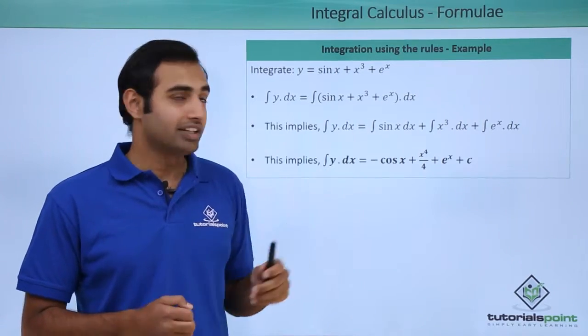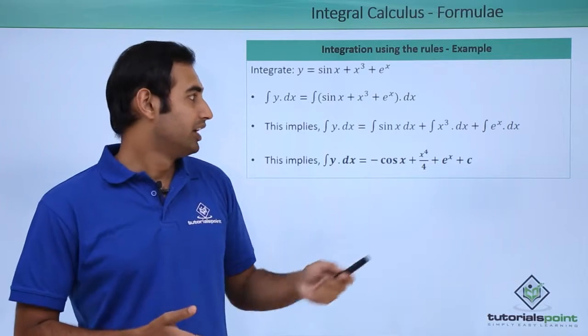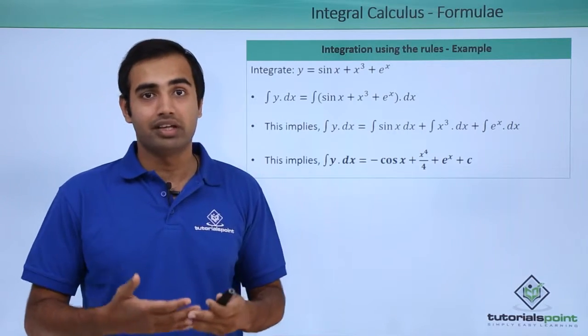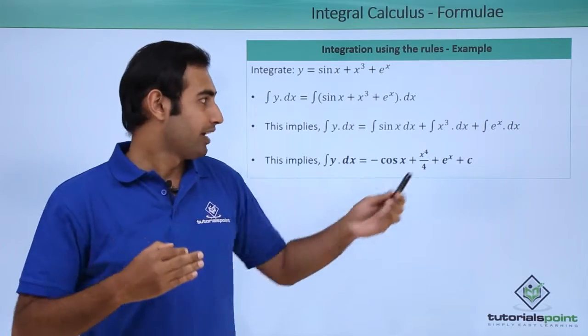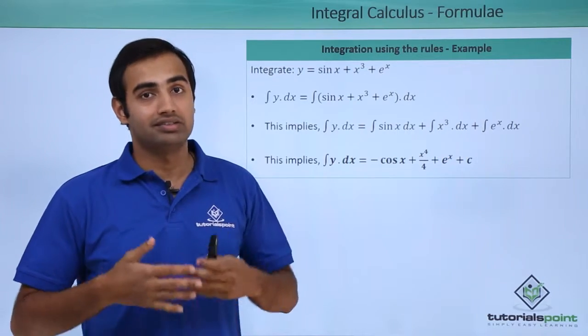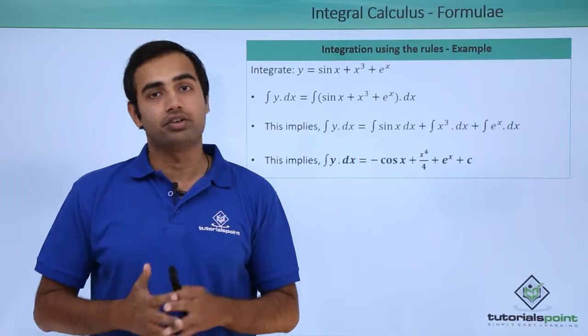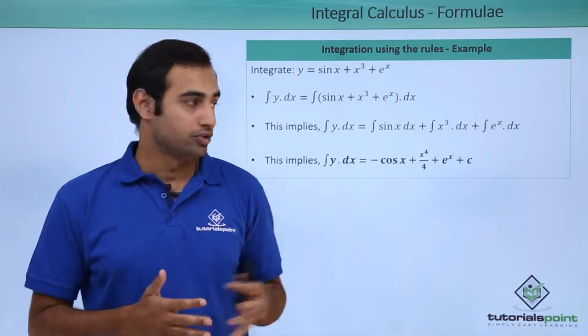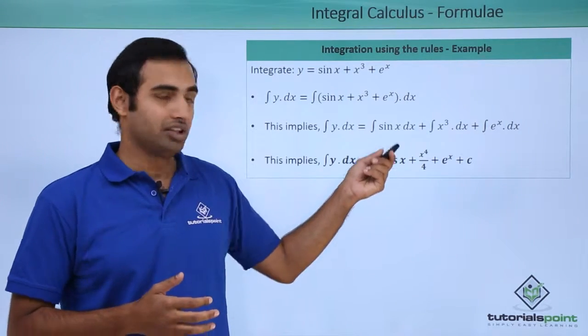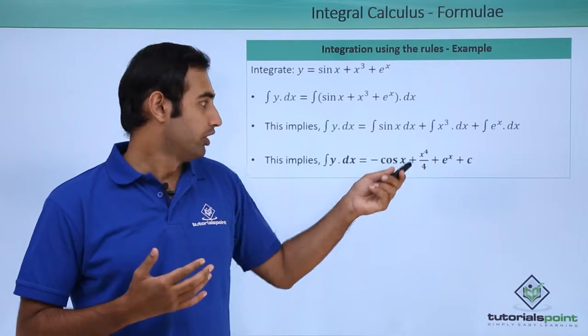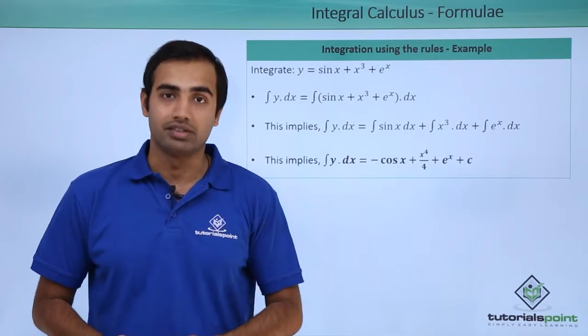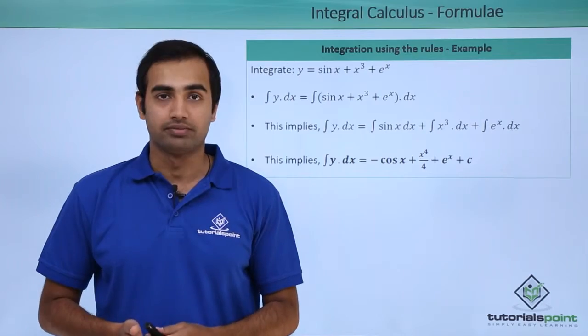So integration of sin x is nothing but minus of cos x. Integration of x cube is nothing but x raised to power 4 upon 4. And integration of e raised to power x is nothing but e raised to power x itself. And we must never forget to write the constant of integration in our answer. So my result comes out to be minus cos x plus x raised to power 4 upon 4 plus e raised to power x plus c. I hope these ideas are very clear.